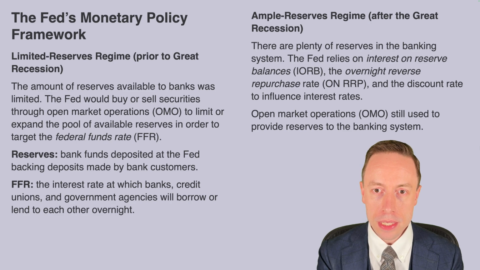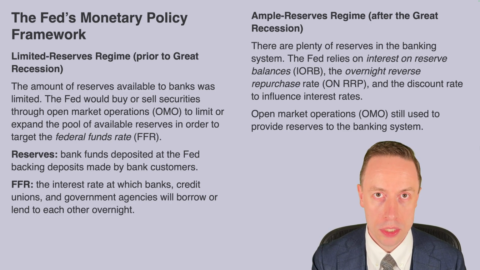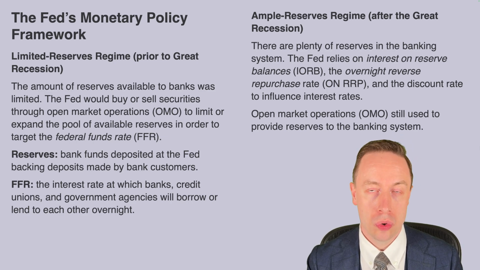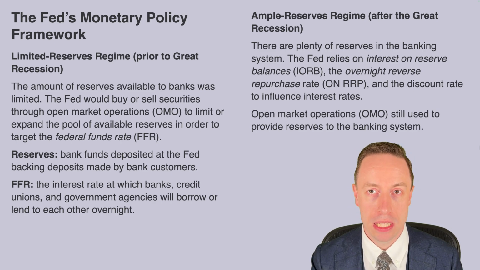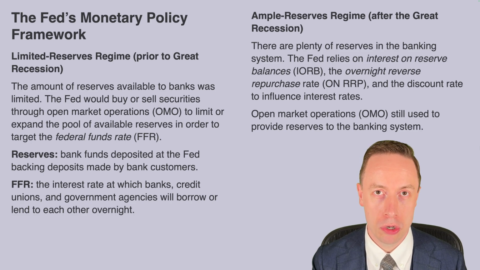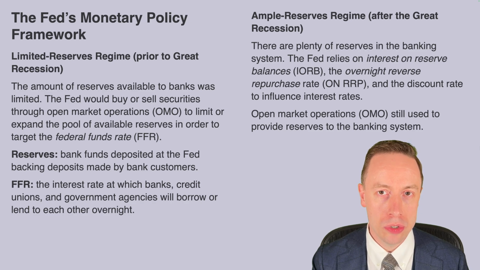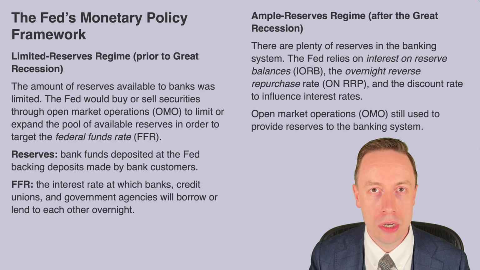Now, that's not to say open market operations of the permanent type have disappeared. They still exist to control how much money the Federal Reserve makes available to the banking system to begin with. So basically they control how many dollars are in existence, but they are no longer used to directly control interest rates in our economy.